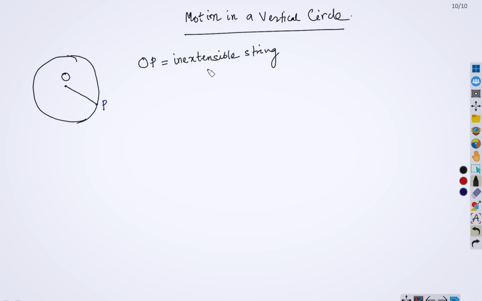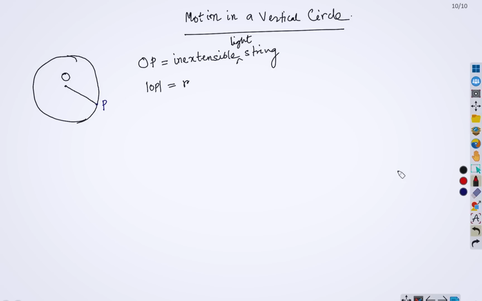What does it mean by inextensible string? It is not an elastic string, and it is also very light. We will neglect the mass of OP, so you can also say it is a light string, so that its mass is negligible. And the length of OP, say it is R. So a particle P is attached to the string, and it is rotating in this circle vertically. We will now discuss the motion of this particle along this vertical circle.